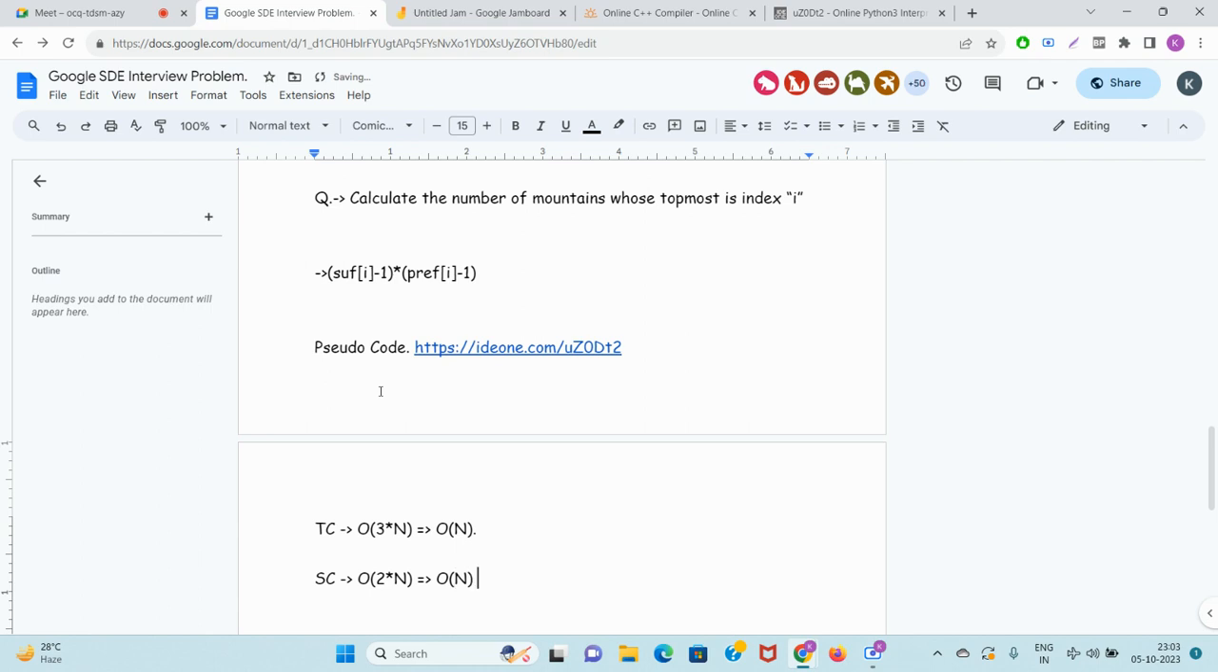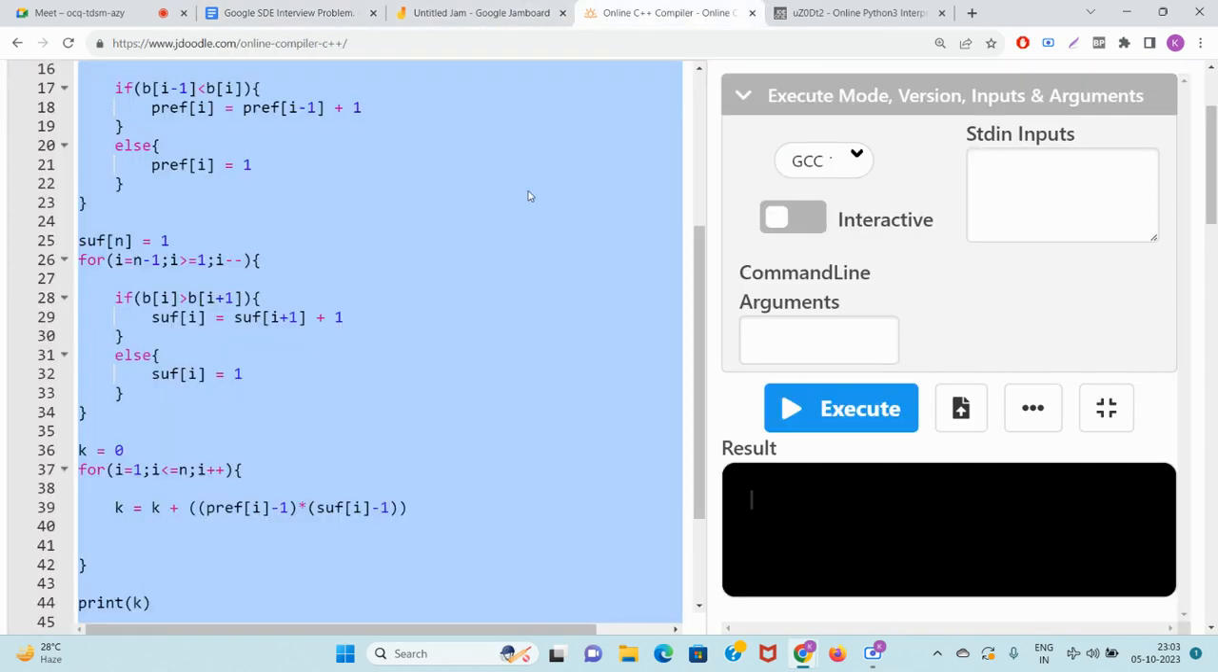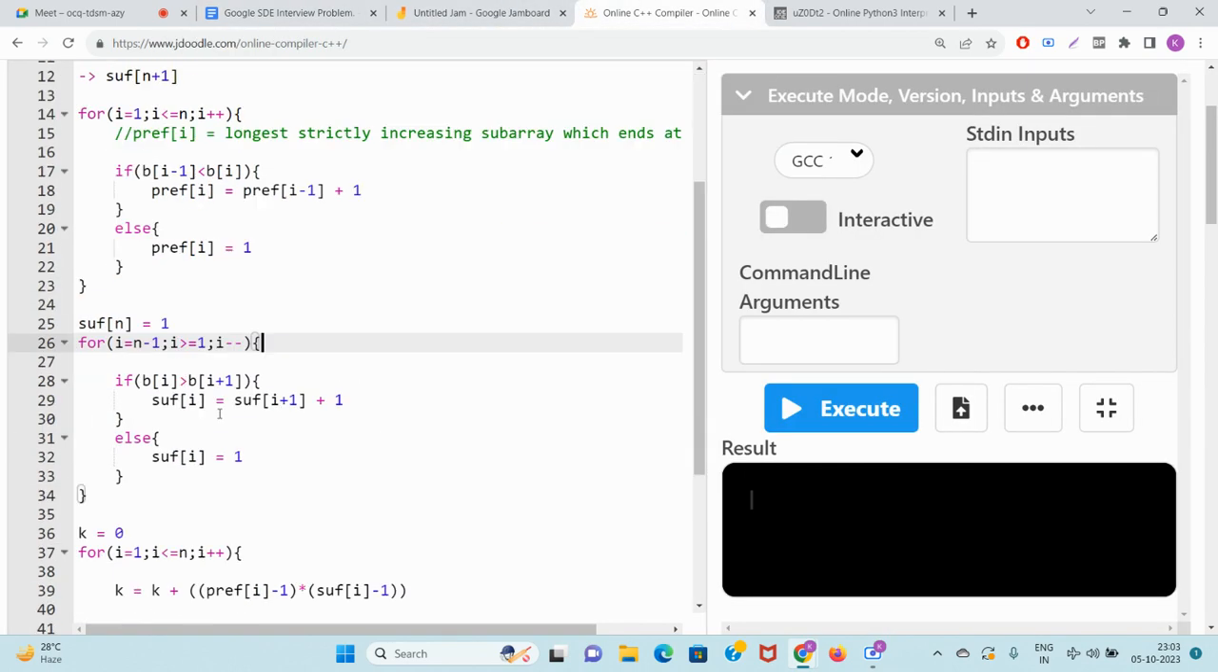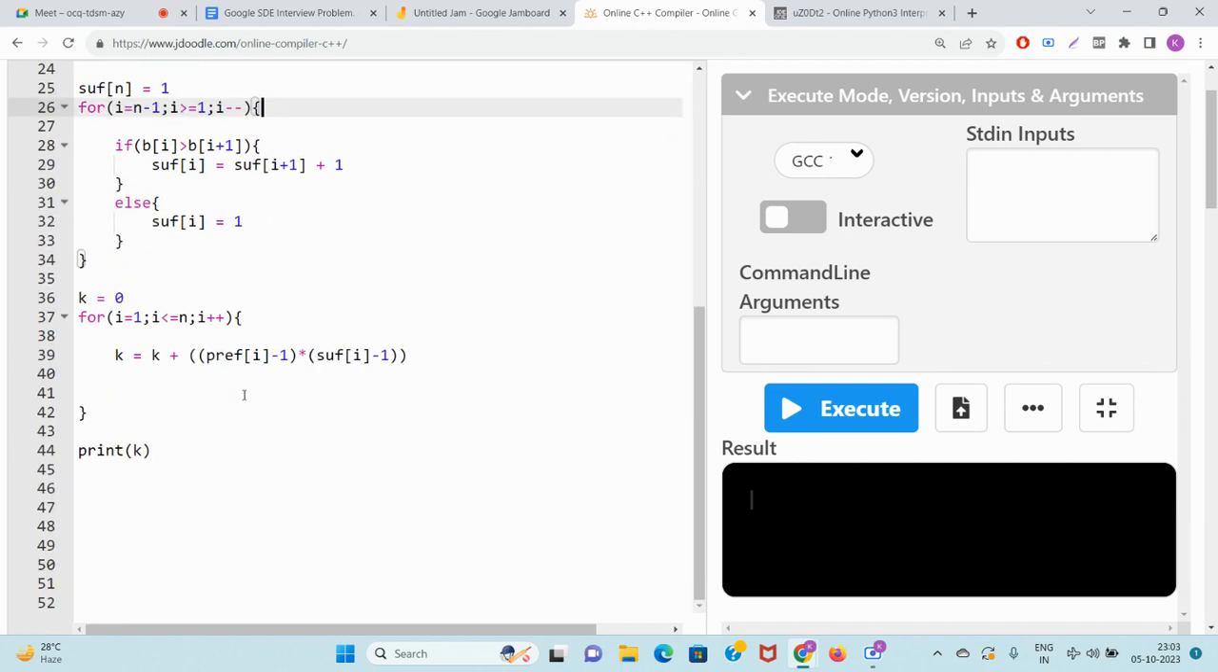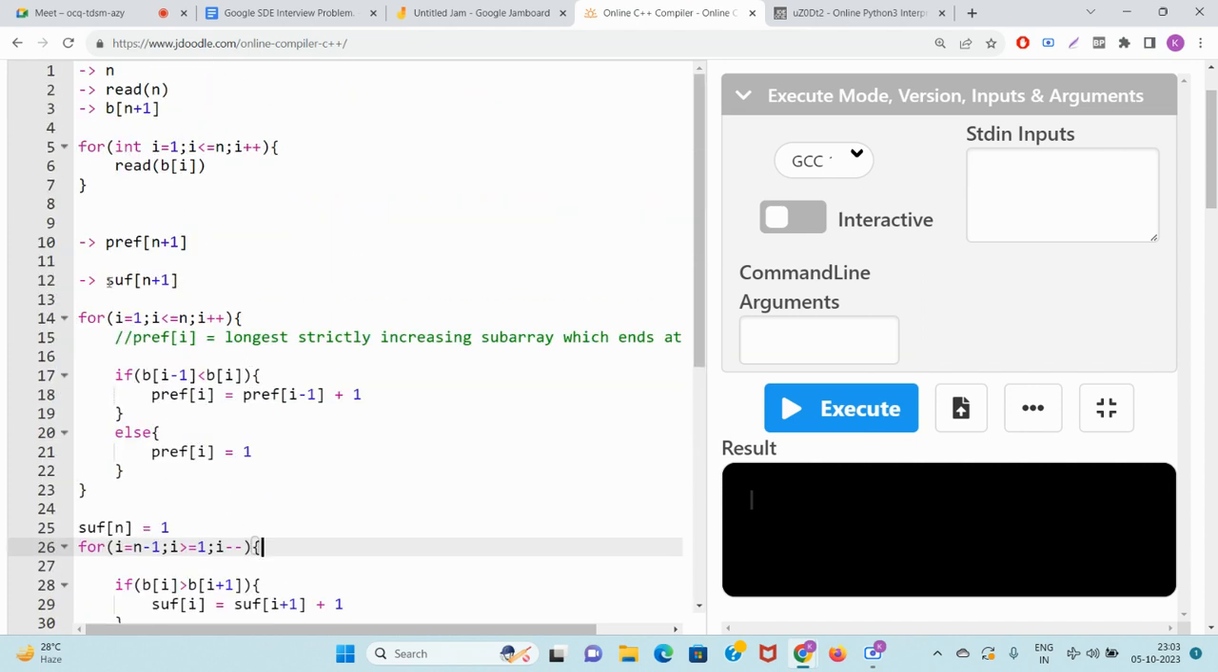Now, in Google, they can ask you, okay, very good, nice. You are using a prefix array and a suffix array. That's great. But can you do it only with the suffix array and without the prefix array? This was the follow up problem of the Google interview. Answer is yes.